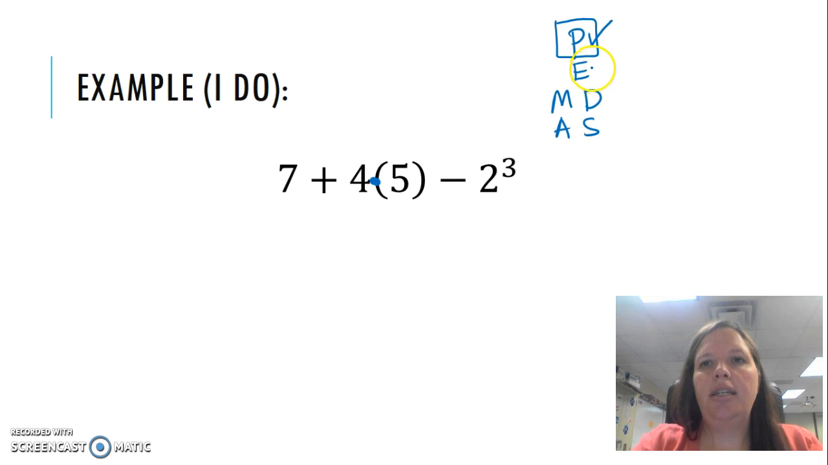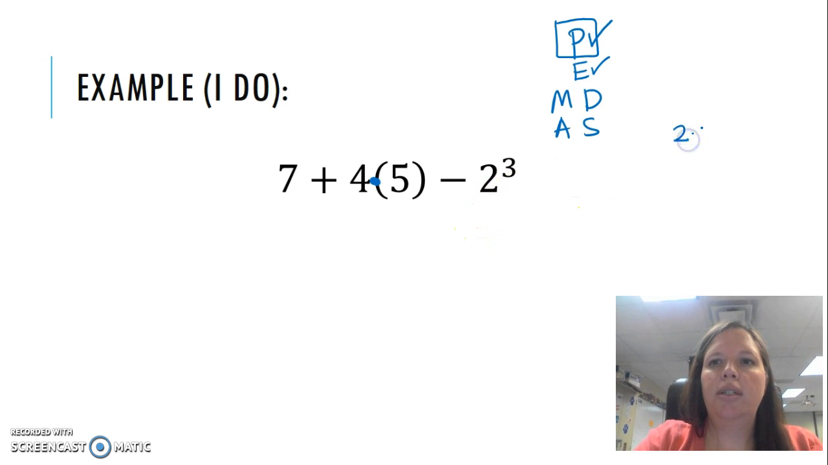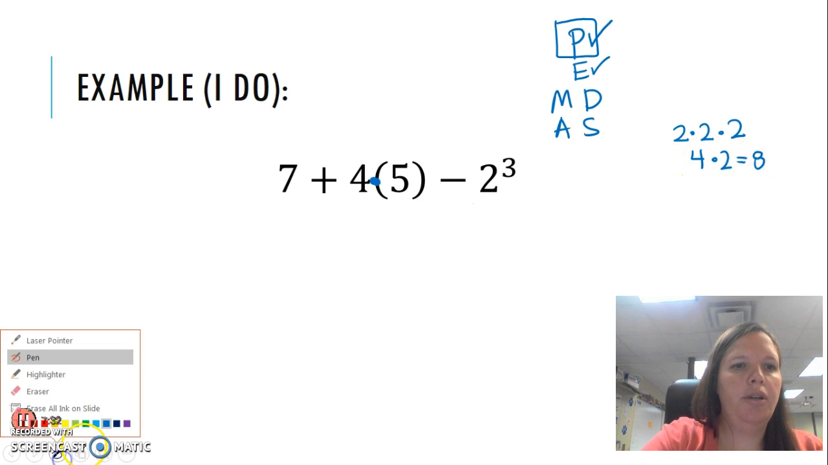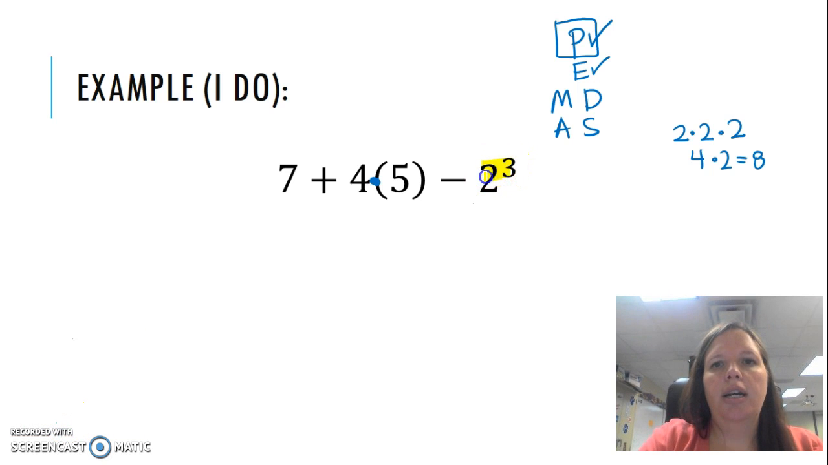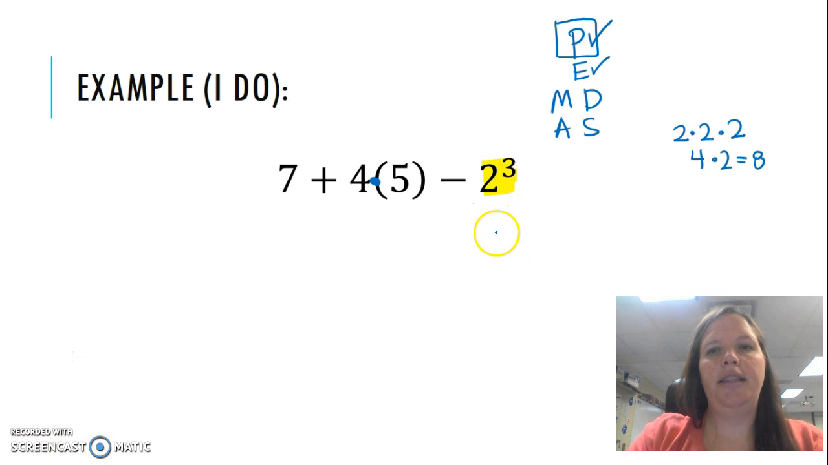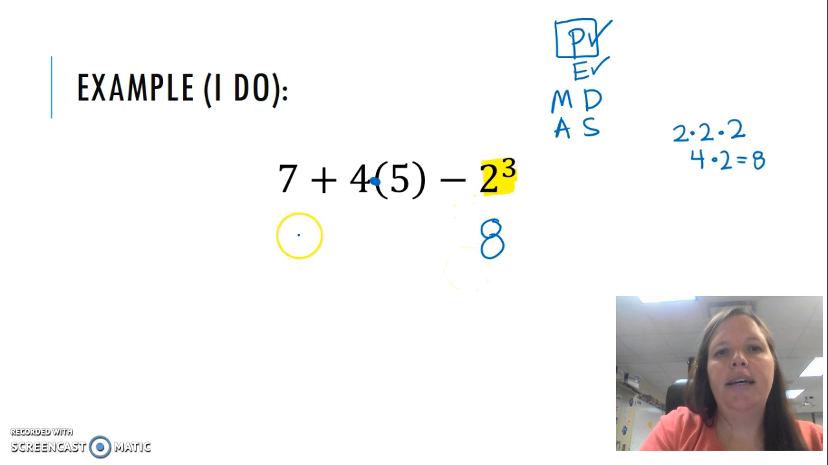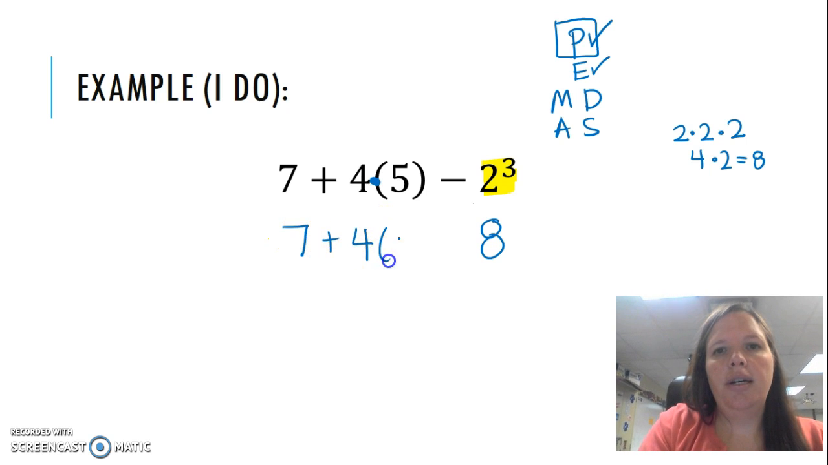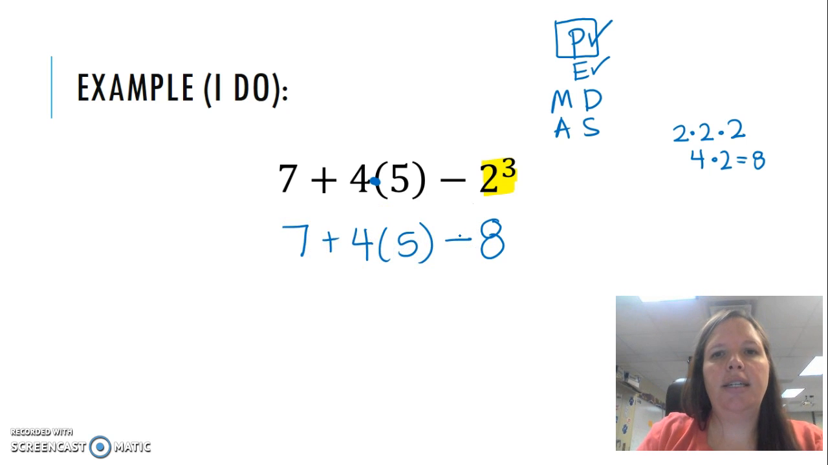The second thing I'm going to do is E for exponents. So that's next. I see a 2 to the 3rd power. What does 2 to the 3rd power mean? It means 2 times 2 times 2. 2 times 2 is 4, times another 2 is 8. I want you to make sure you're showing your work. I'm going to highlight any step that I do. So the first step I have a chance to do is the exponent. From this 2 to the 3rd power, I get an 8. I'm going to rewrite everything else in the problem: 4 times 5 minus 8.